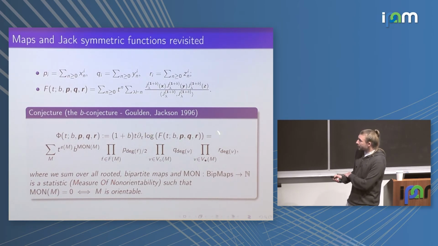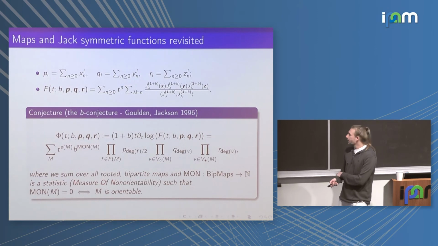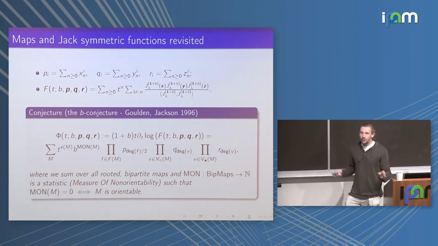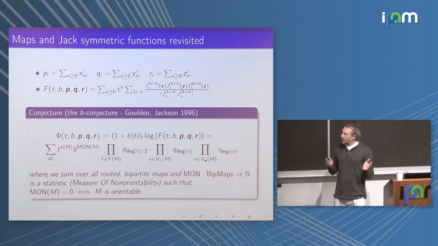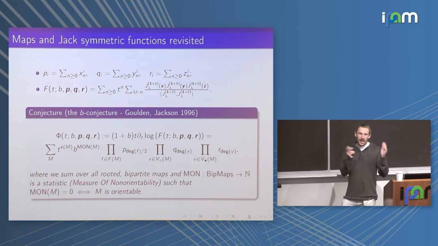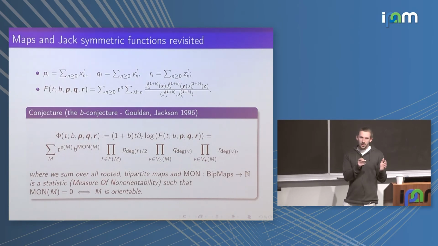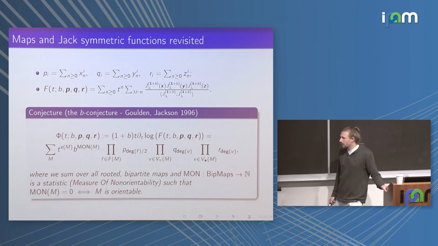The conjecture says that if you look at this generating function, there is a very small combinatorial trick: we take the logarithm and take the derivative with respect to t. If you're a combinatorialist, you can recognize it as a trick to go from enumerating labeled objects to enumerating rooted objects. This is a standard combinatorial trick to go from one generating function to another. And then conjecturally, this is a generating function of all bipartite maps.